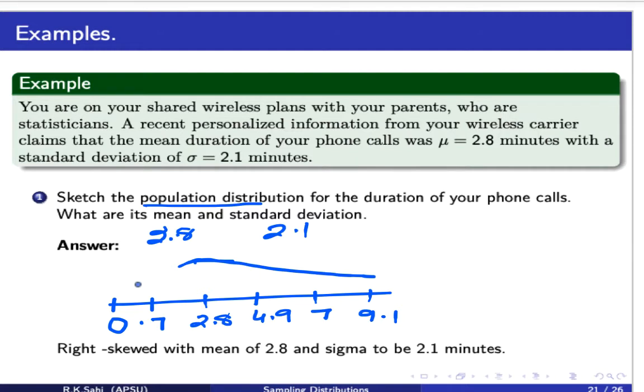So what does this tell us when I draw the sketch distribution? Clearly, this population distribution is skewed with the mean of 2.8 minutes and sigma, that is the population standard deviation, to be 2.1 minutes. Okay, now let's look at the problem from the sample mean point of view.